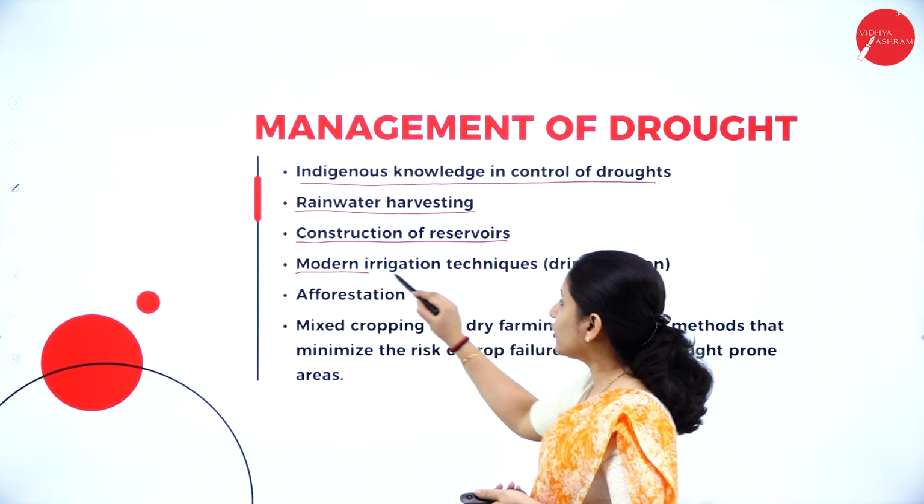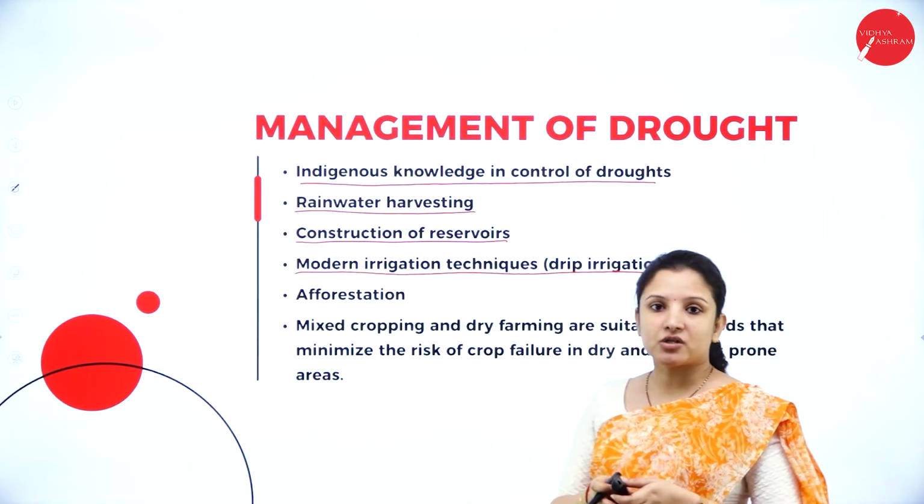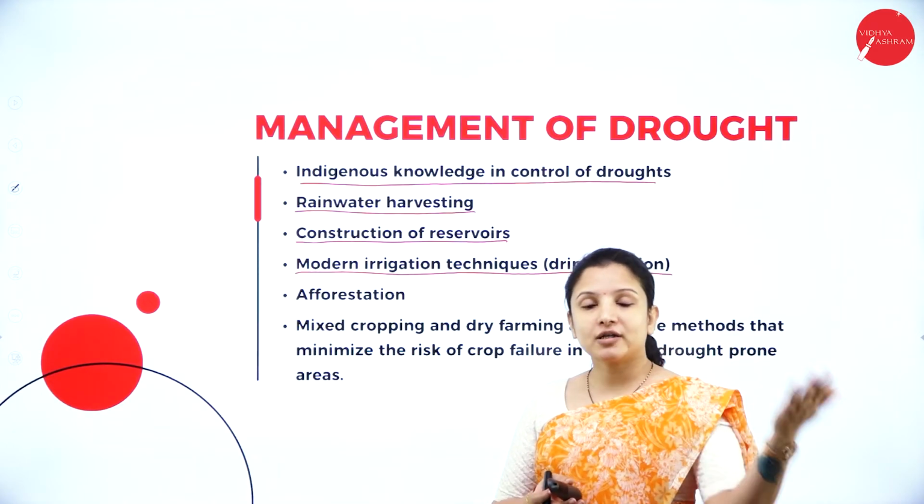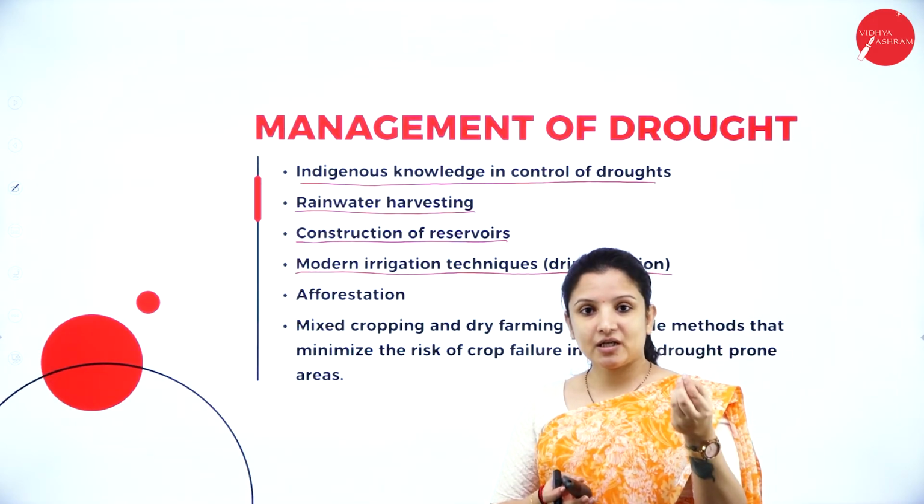Next, by following a modern irrigation technique, that is drip irrigation. We have sprinkler-type irrigation where most of the time water gets wasted, right? But in drip irrigation, what happens?